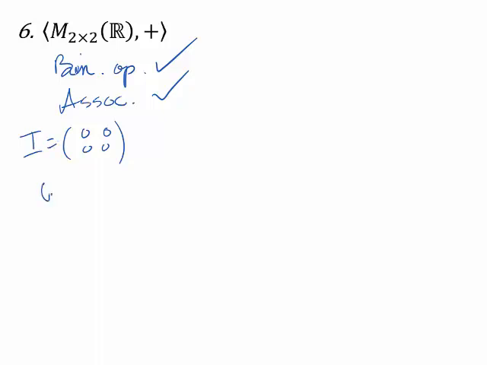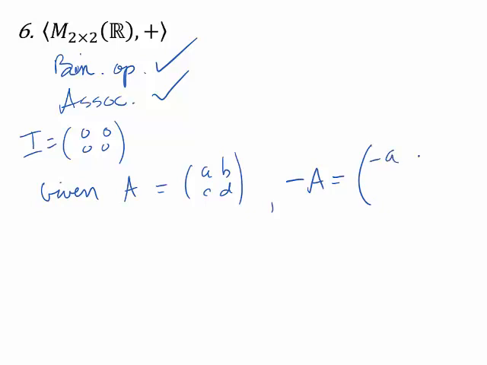And given a 2 by 2 matrix A equals A, B, C, D, we know that it has an additive inverse, which has just the entries minus A, minus B, minus C, minus D. So every matrix has an inverse. This has all of the special properties.